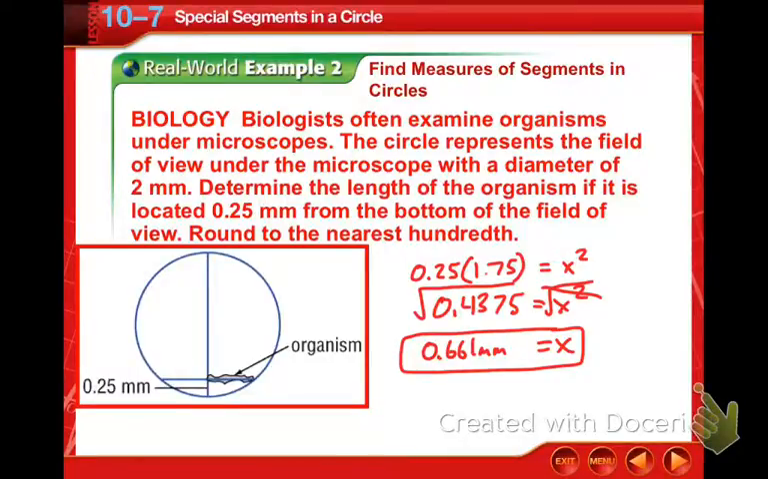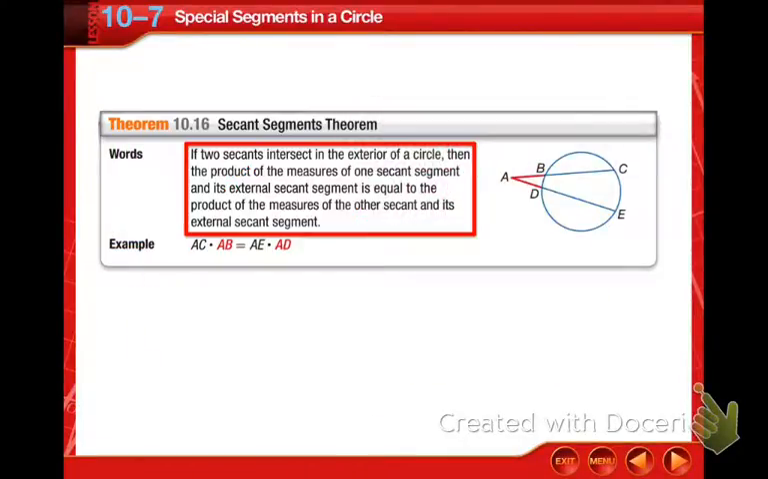Okay, now our next example takes in another theorem. If two secants intersect in the exterior of a circle, then the product of the measures of one secant segment and its external secant segment is equal to the product of the measures of the other secant and its external secant segment. Whew. Says a lot. But basically the red parts of each line are going to be multiplied by the entire length of each line.